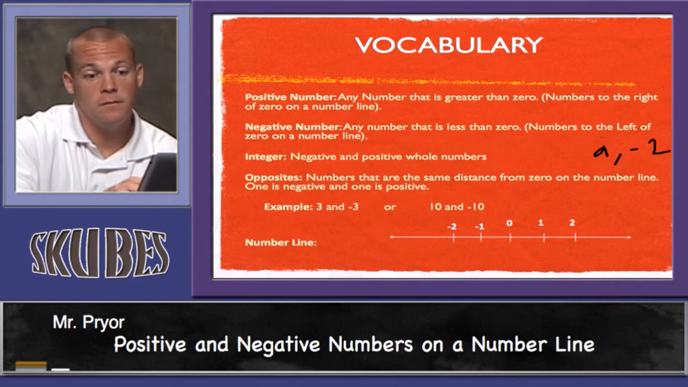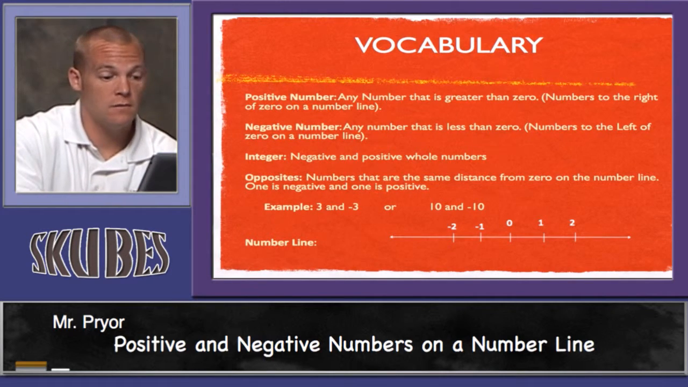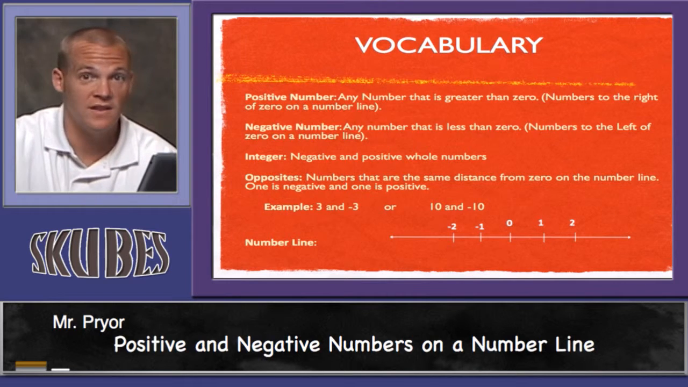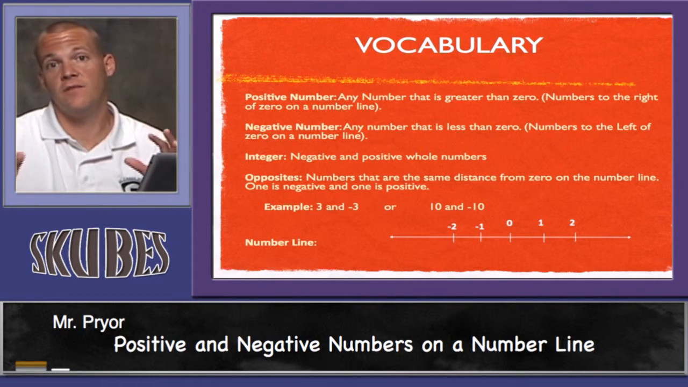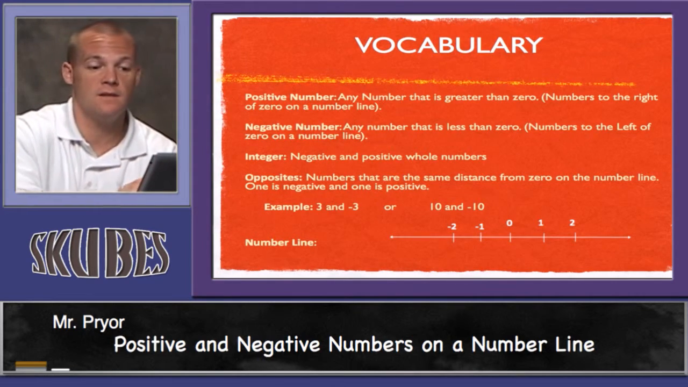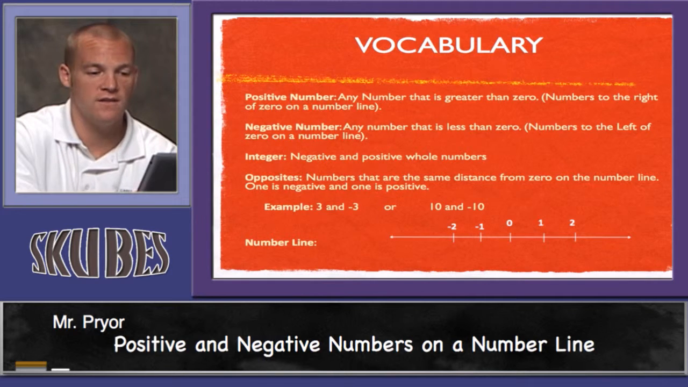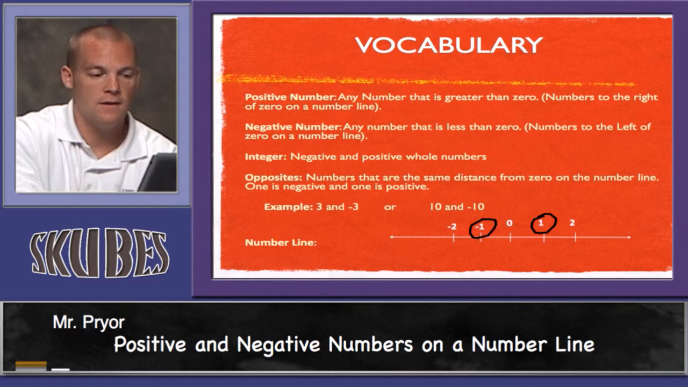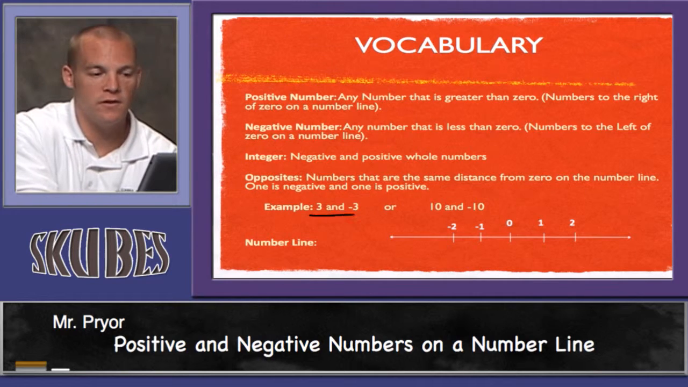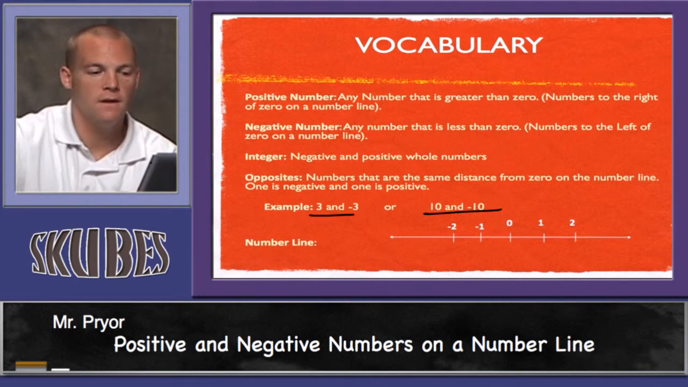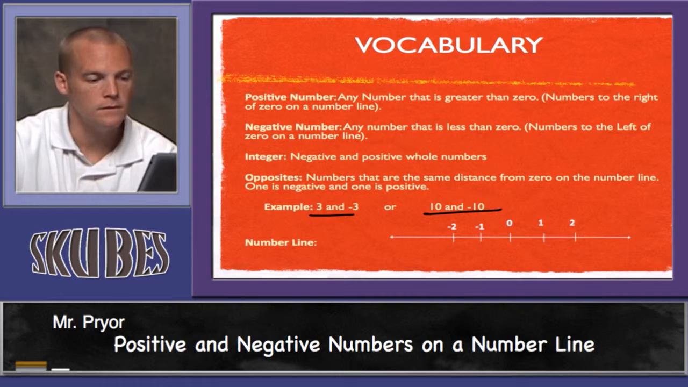Finally, opposites. Basically, opposites are what I just wrote there a moment ago. They're simply numbers that have the same distance from 0 on the number line. So if you look down at the bottom at our number line, you can see we have -1 and 1, which would be opposites. Then you also have 2 and -2, which would be opposites. And just above my work there, you can see a couple more examples, 3 and -3, 10 and -10.